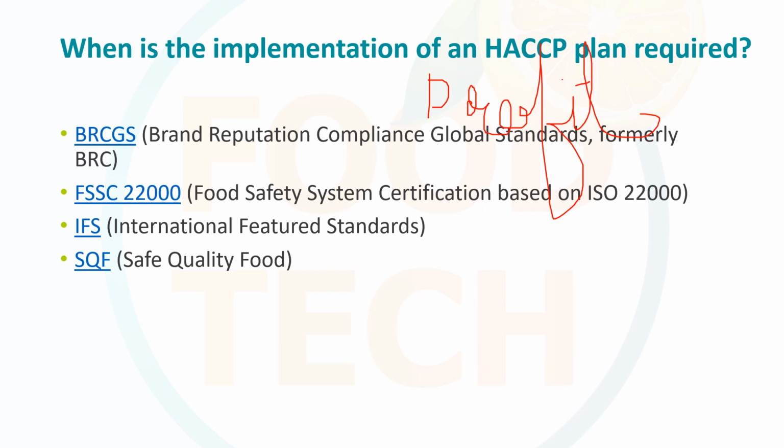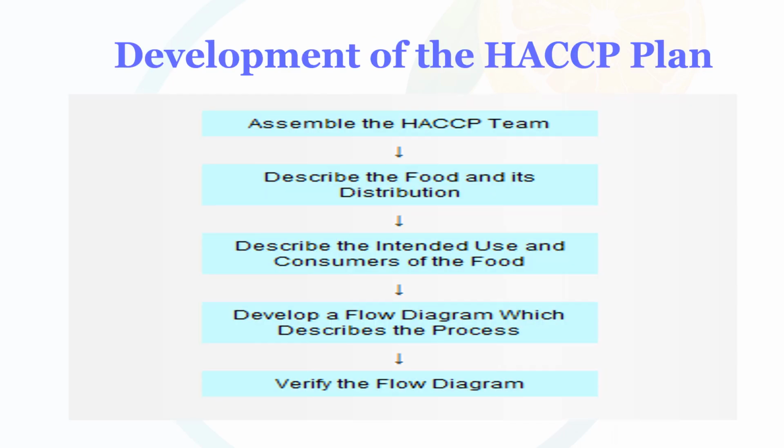These are the main points; there are various things, but to cut short, I have mentioned some of the important ones. A HACCP plan is required for standards like IFS, International Food Features Standards, Safe Quality Food, Food Safety System Certification and brand reputation compliance. If we have to take this type of certification, then HACCP is necessary. Here is how the HACCP plan is developed, the process.